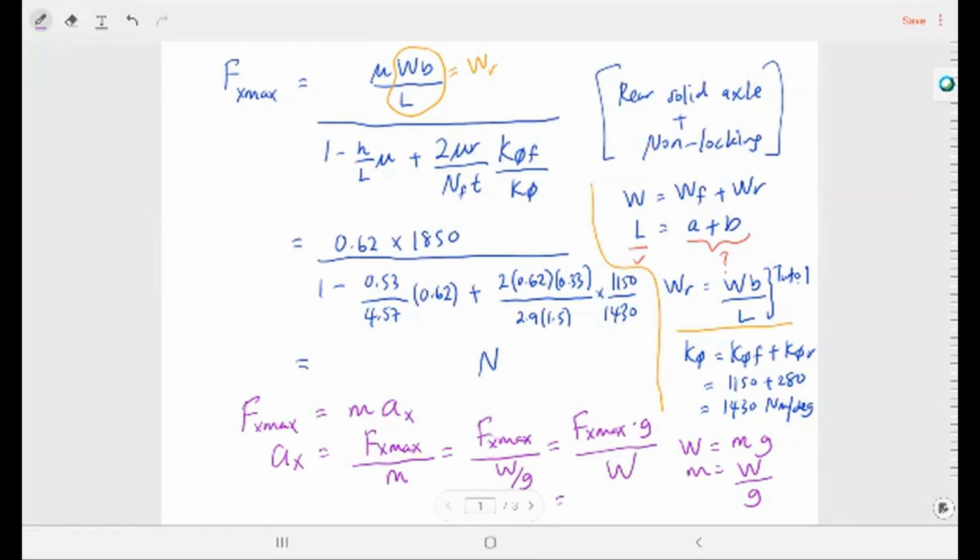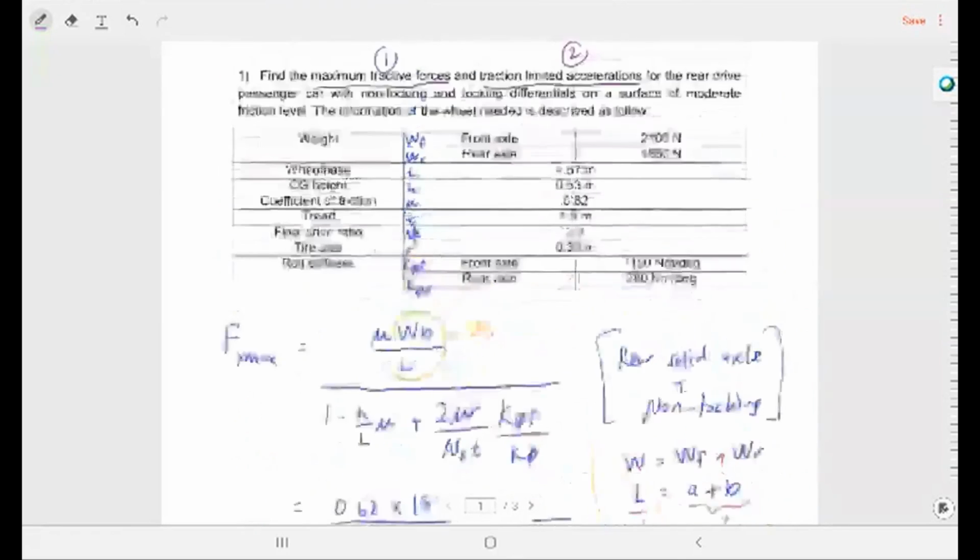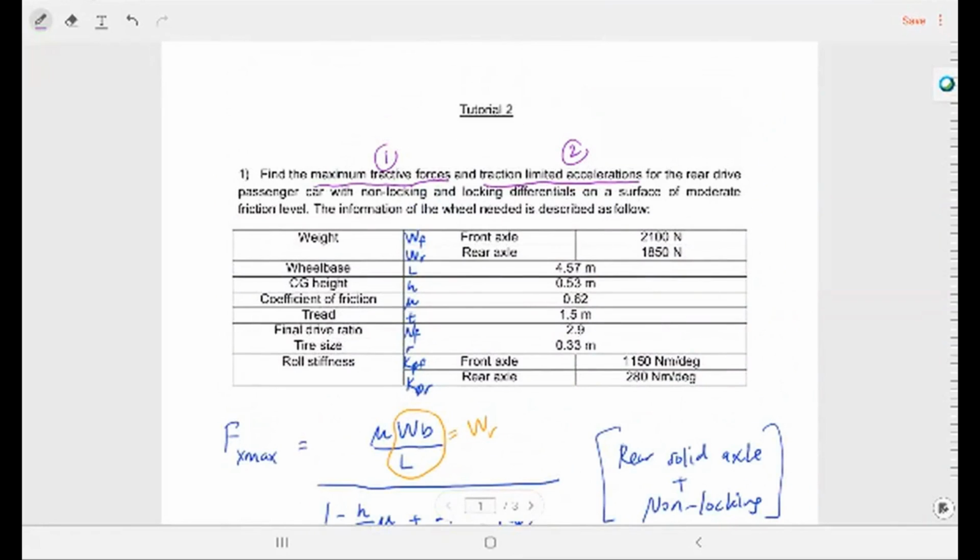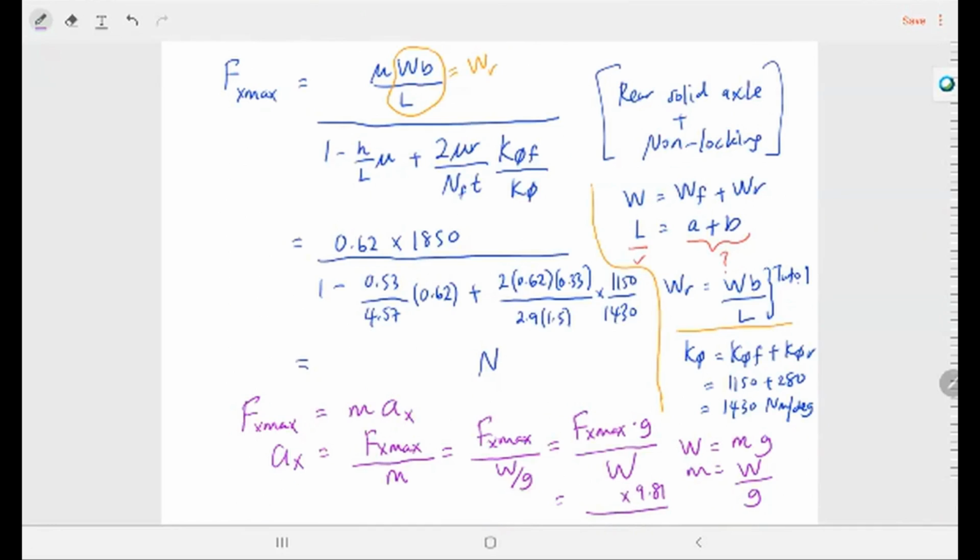Okay, we know W. You just add WF plus WR. So W equals WF, the weight at the front axle, plus the weight at the rear axle, which equals 5093 plus 3950 Newton, times 9.81 over 3950. What do you get?